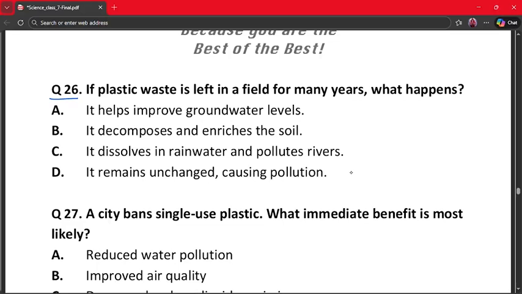The correct answer is option D. So plastic is non-biodegradable. It does not decompose naturally. It stays in soil for many years. This causes long-term pollution. So option D is the correct answer.